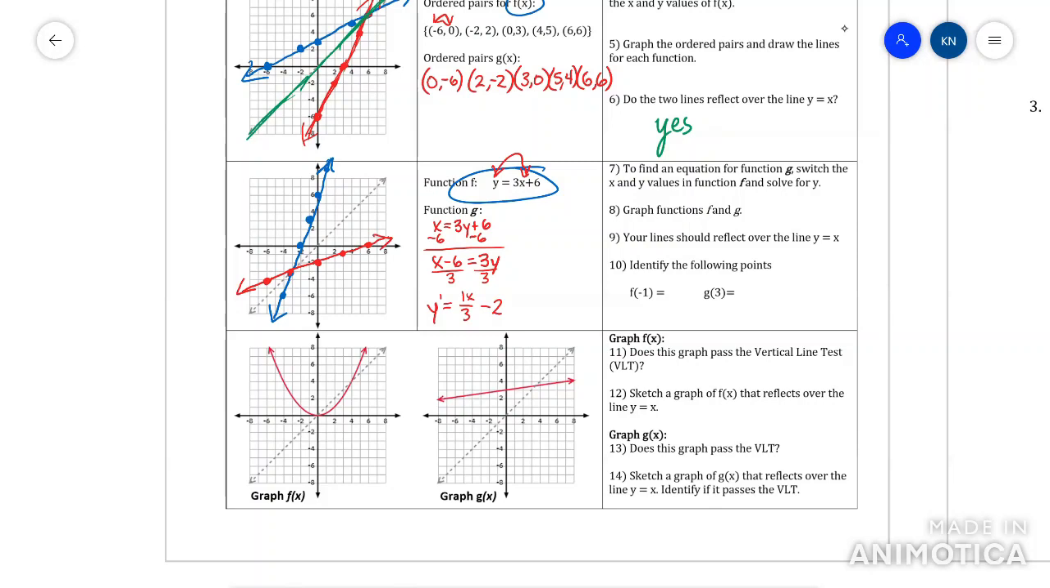Okay, and then they're telling you to identify some following points. So f of -1, this is an input. So you find your -1 on your input, on your x. So that would be here. And then you find where it is on the line. So at -1, I'm at this point right there, 3.